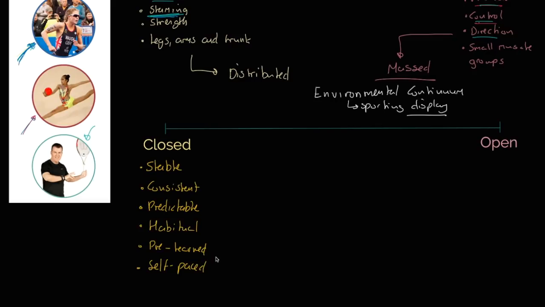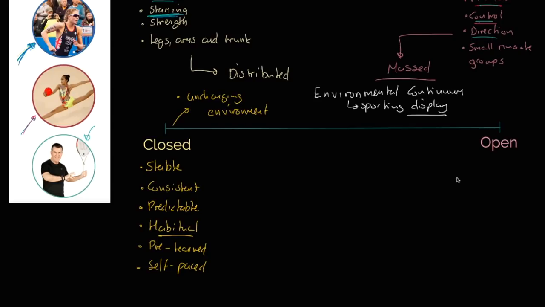But the first thing we want to realize about a closed skill is it takes place in an unchanging environment. In other words, the environment in which the skill is performed. Let's take a shot put technique as an example. It's completely stable, consistent, and therefore the way the skill is performed can become habitual. Absolutely the same each time, unless there's a deliberate attempt to change that technique.